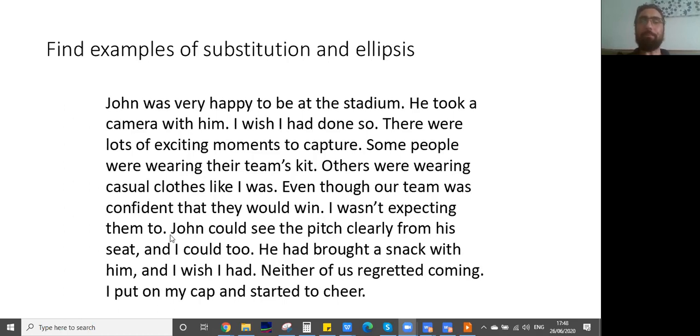John could see the pitch clearly from his seat, and I could. Thank you, Satish. Yes, we're talking about John here. Who can notice something here? Could, I could. Could what? Yep. See the pitch clearly from his seat. Okay, so his, referring to John. And I could too. So here could referring to see.